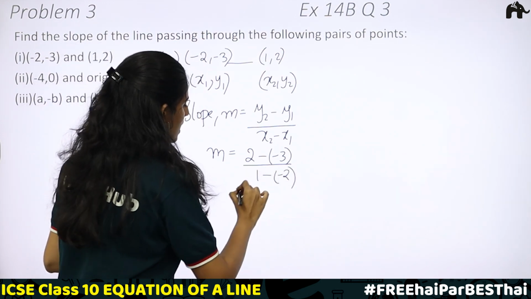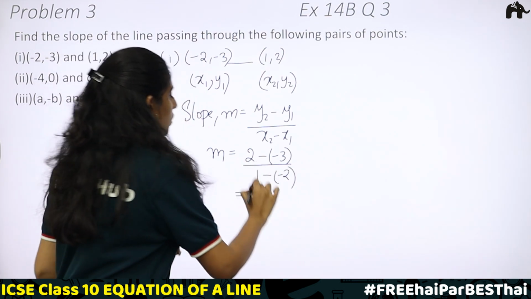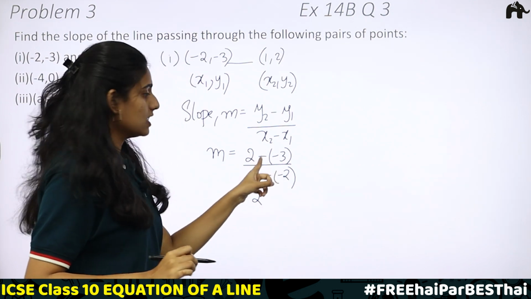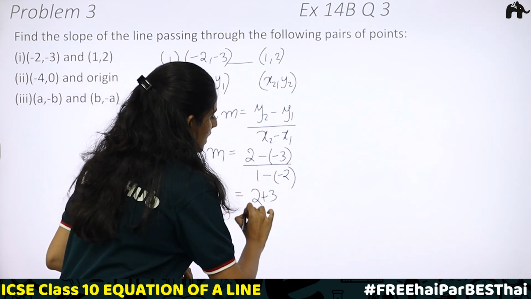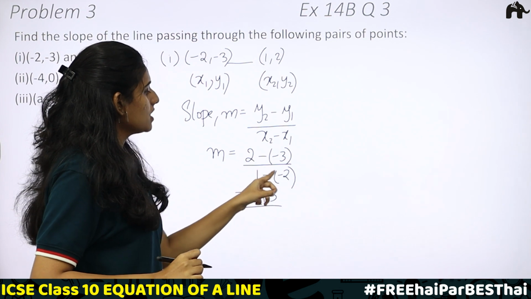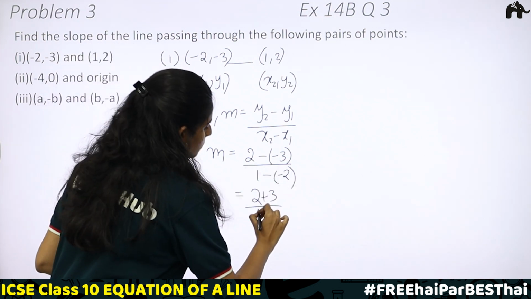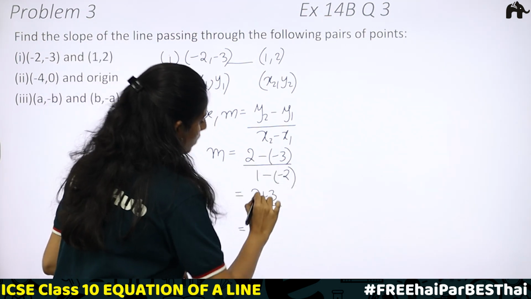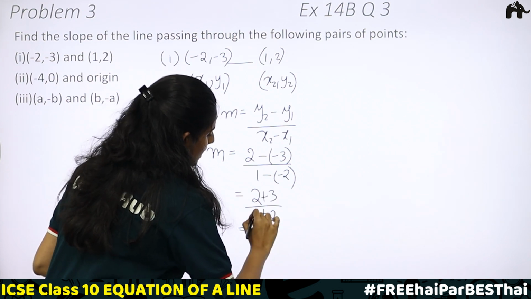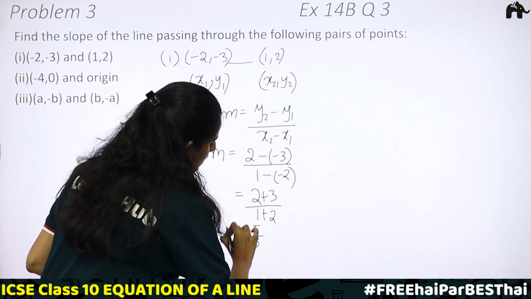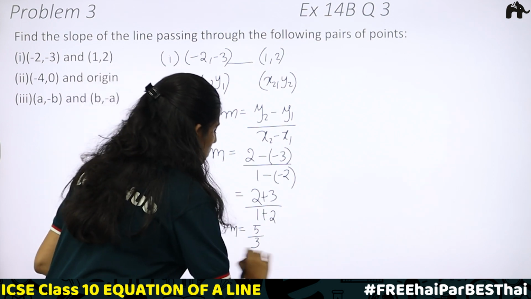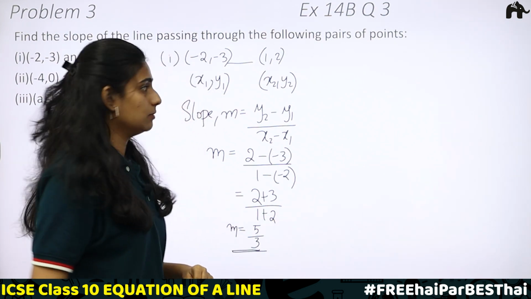Minus 2. That is equal to 2 minus of minus 3 is plus 3, 2 plus 3 divided by 1 minus of minus 2, 1 plus 2. Which is equal to 2 plus 3, 5, divided by 1 plus 2, 3. Therefore, here the slope m is equal to 5 divided by 3.